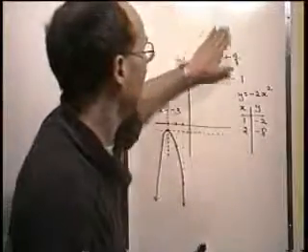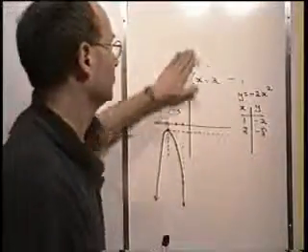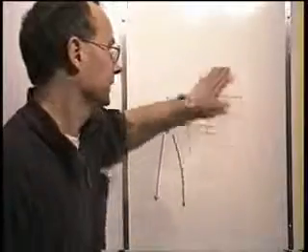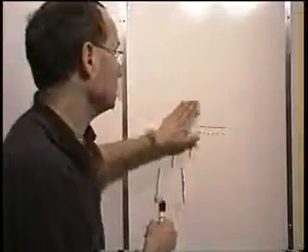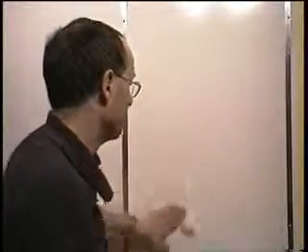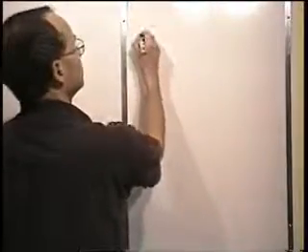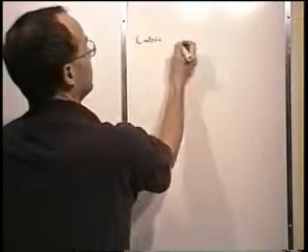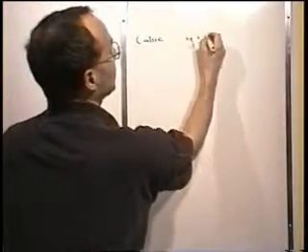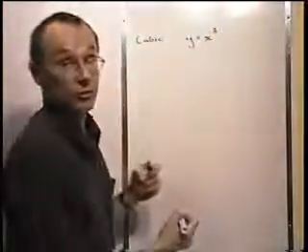Okay, let's look at the next one up. We looked at the squared. What about something cubed? Well, I'm going to look at a very, very simple one here. Of course, these are called cubic functions. And we want to look at the most basic, y equals x cubed.